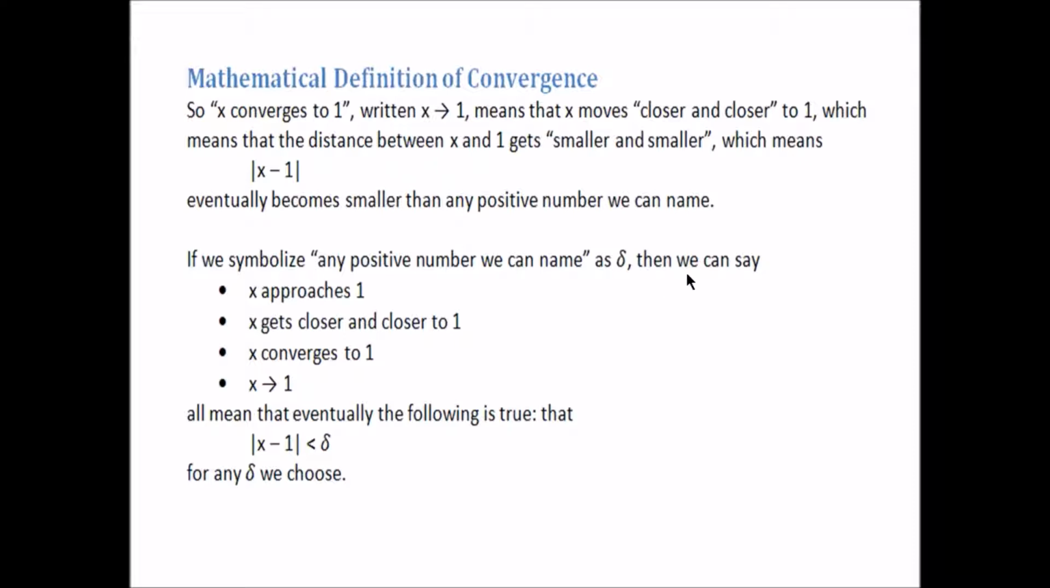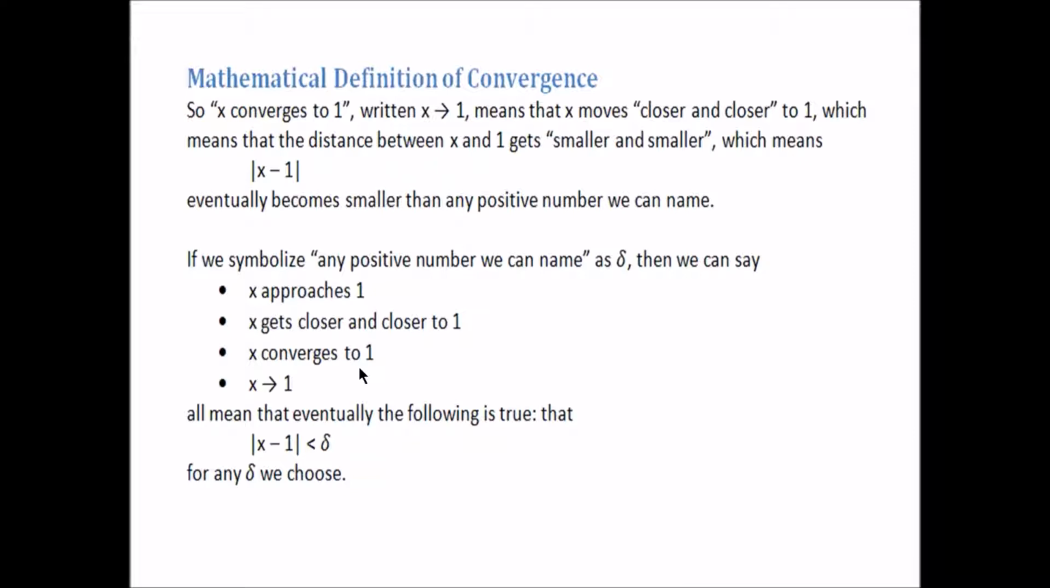So, not to beat a dead horse, but all these things, X approaches 1, X gets closer and closer to 1, X converges to 1, or this symbol here, mean that this distance gets smaller and smaller and smaller. It eventually gets smaller than any positive number we can name, even 1 over 10 to the 100th power. It eventually gets smaller than that. So that's what this means when we say X converges.